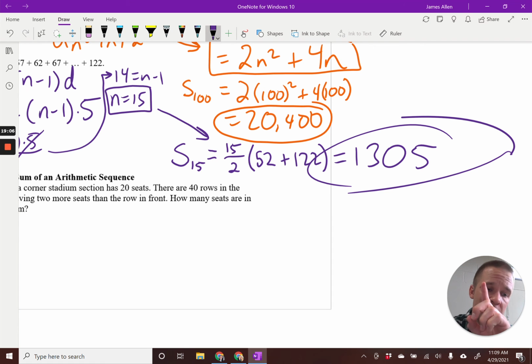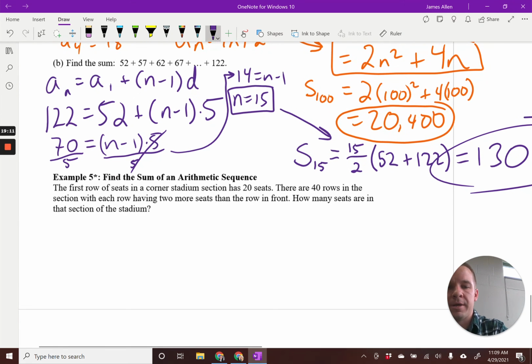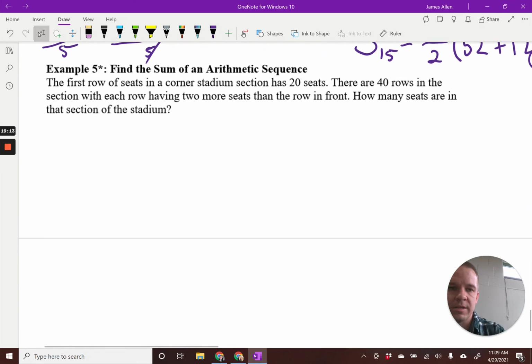That's awesome. We got uno mas problem here. Uno mas. Are you guys ready for some application? I am psyched for some application. Oh my goodness, it's like what I was talking about at the start of this video. All right, so the first row of seats in a corner stadium section has 20 seats, and there's 40 rows in the section with each row having two more seats than the row in front. Okay, I stumbled through that terribly.